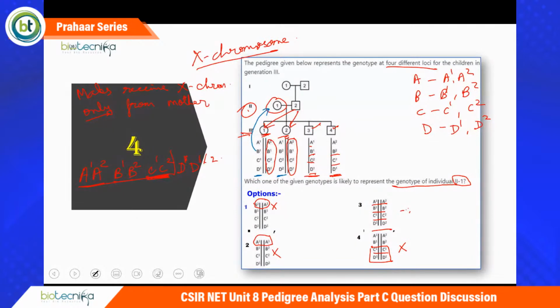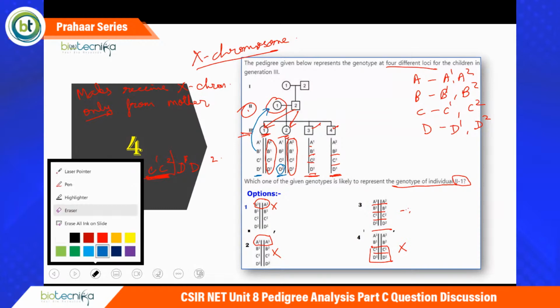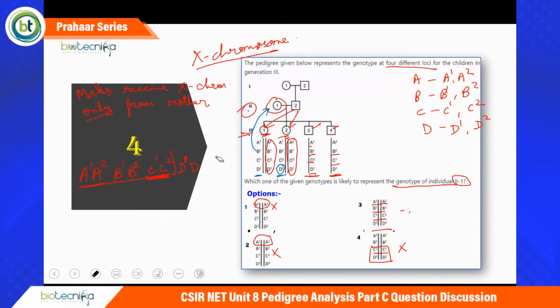Now if it is coming from the mother, what does that tell us? See here, it is D2. That means for D also the mother is heterozygous. So we have just confirmed that for D also it is heterozygous. So the genotype will become A1 A2, B1 B2, C1 C2, and D1 D2. So the answer is option 3.